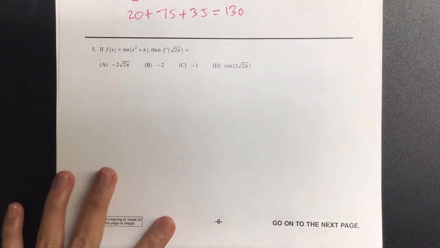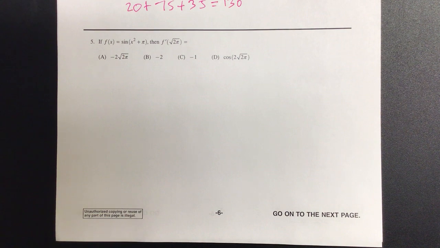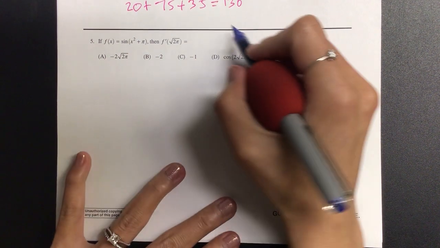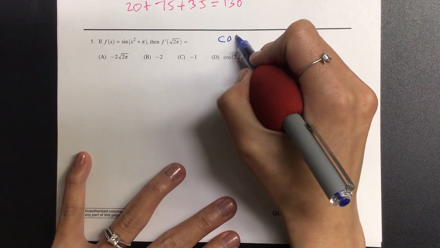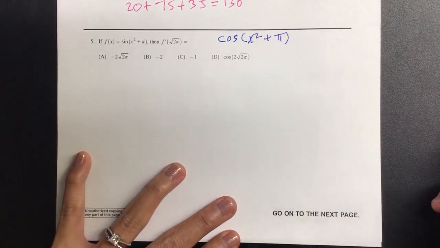If f of x equals sine of x squared plus pi, then f prime of the square root of 2 pi equals? Now, I bet you're looking at sine and kind of freaking out a little bit, and then you see square root of 2 pi. Okay, this is still chain rule. So the very outside is my sine. What's the derivative of sine? Cosine. Do I change the inside? Not yet. Keep it. And then we differentiate the inside.